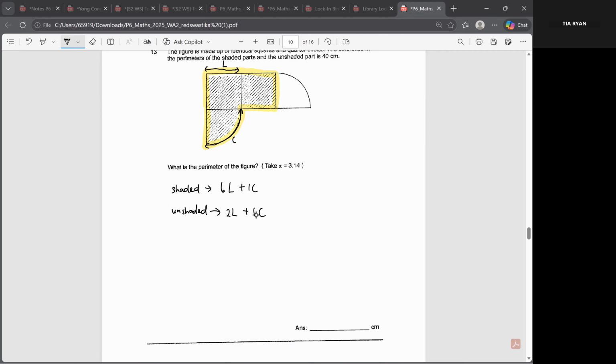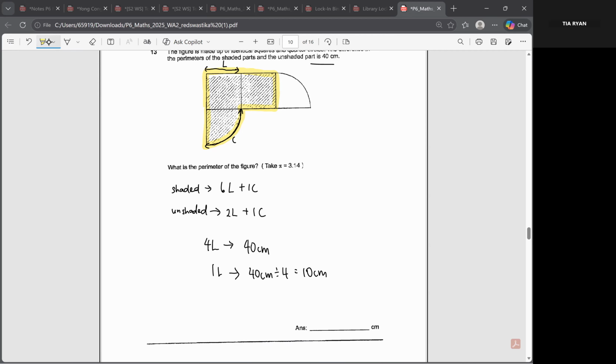Do you see the difference or not? The difference in the perimeters is 4L, because the C and the C cancel, alright? So from this, I know that 4L gives me 40 cm, because that's the difference. So one length is 40 cm divided by 4, which gives me 10 cm. Agree or disagree?